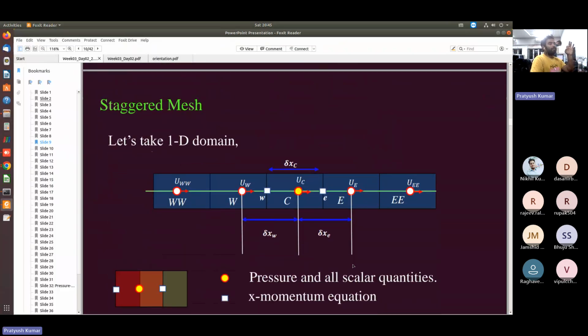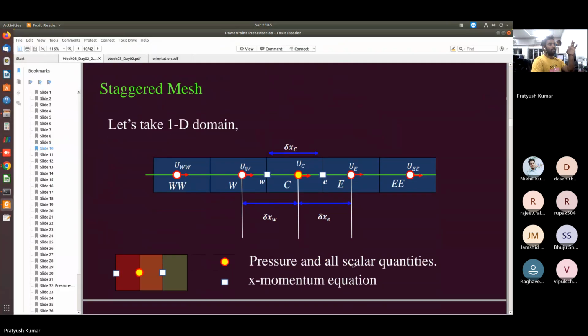If we speak about the finite element method, let me give you one 1D example. Suppose we have a 1D geometry, and it is discretized into different cells. This is the cell center, marked in yellow. This is the W cell, this is the WW cell, one cell ahead of the W cell, and this is the E cell, and this is the EE cell. We can assume these as delta XC and delta WE.